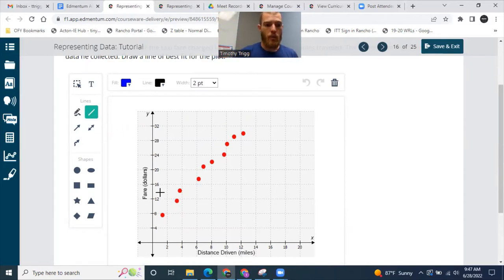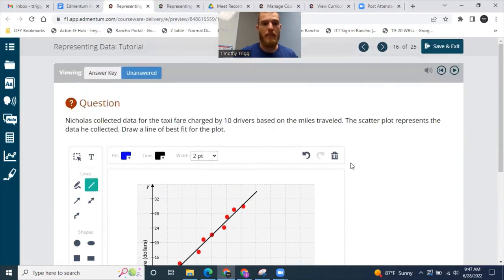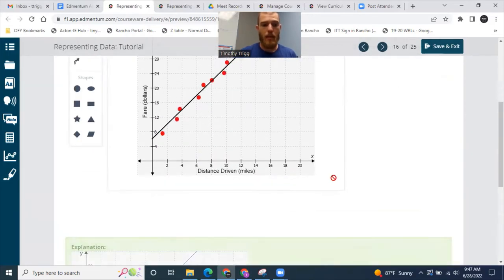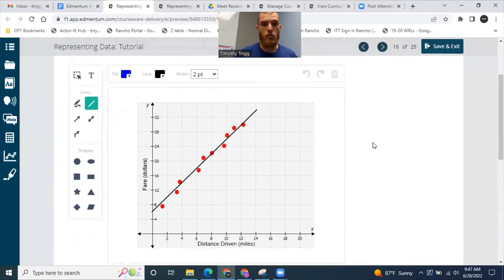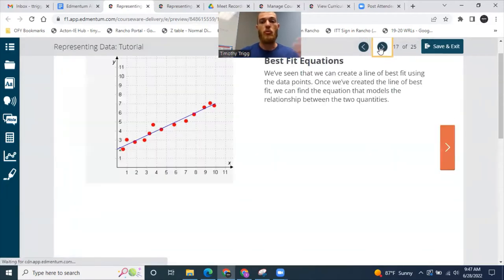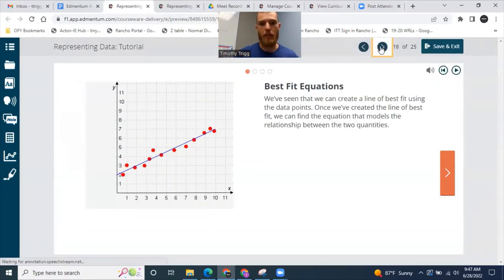So we can go to our line tool and maybe something like that. It may go through some of the points, maybe not, but it's not a big deal, okay? So here's the correct one, and it's pretty much exactly what we drew here. So we want to just draw a line that best goes through the average data, okay?